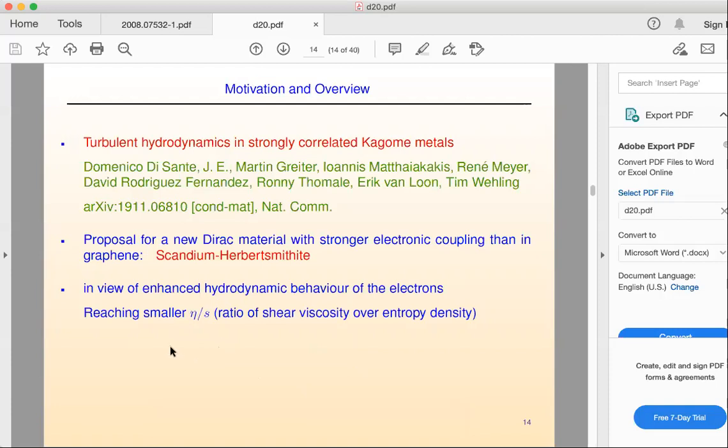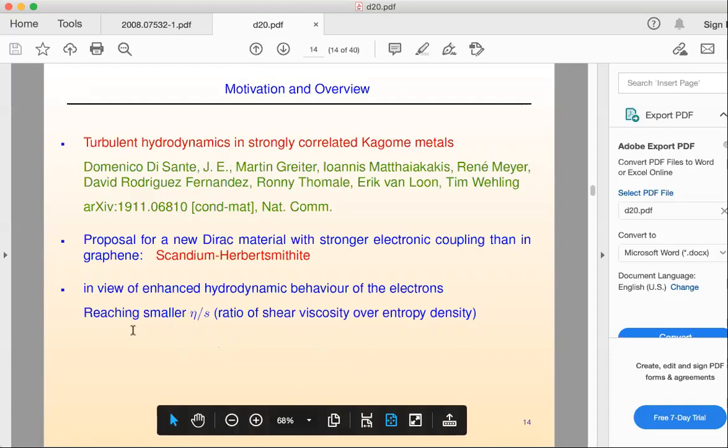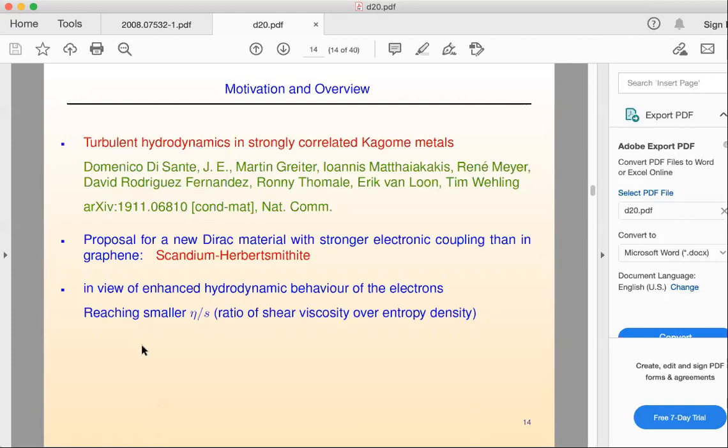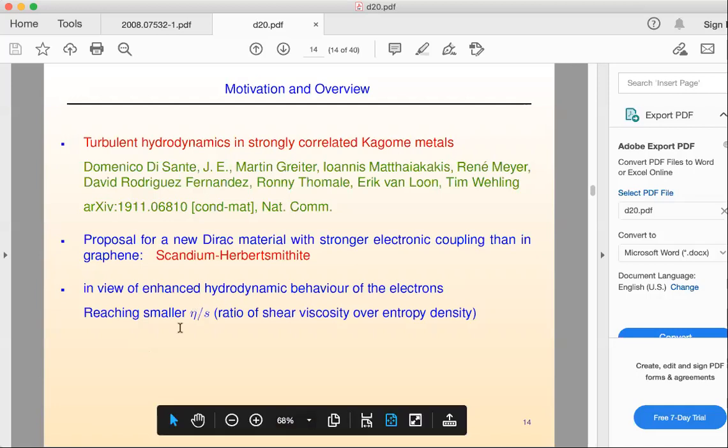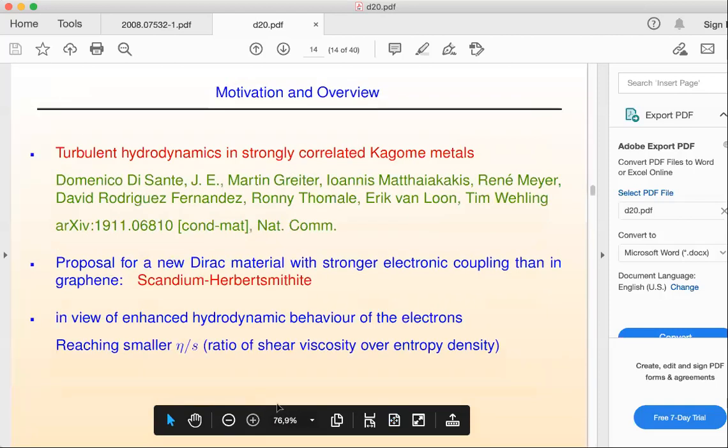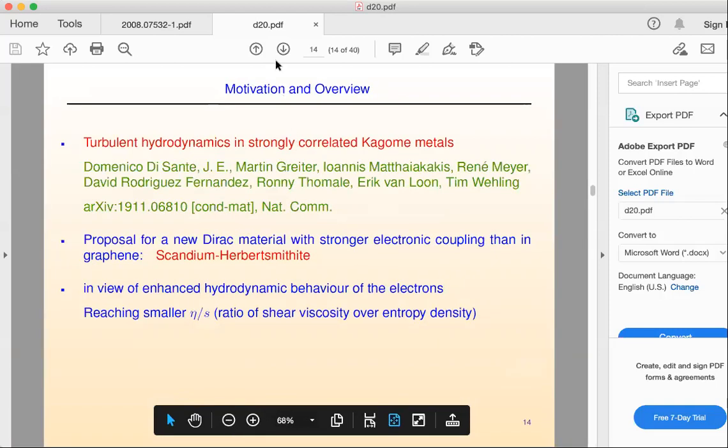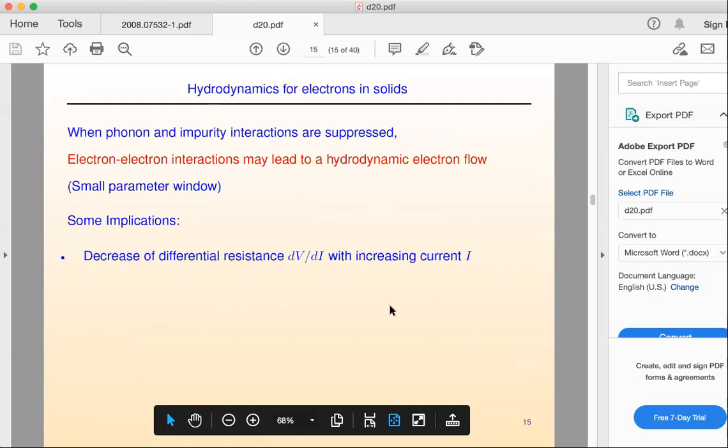And so the idea was to suggest a material where the effective coupling between electrons is stronger than in graphene, say, such that smaller values of this eta over s can be reached. Oops, sorry, that was the wrong question. Okay.